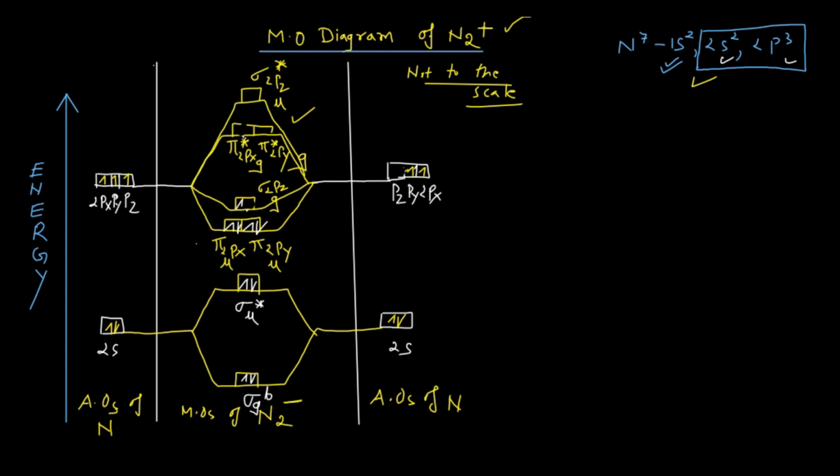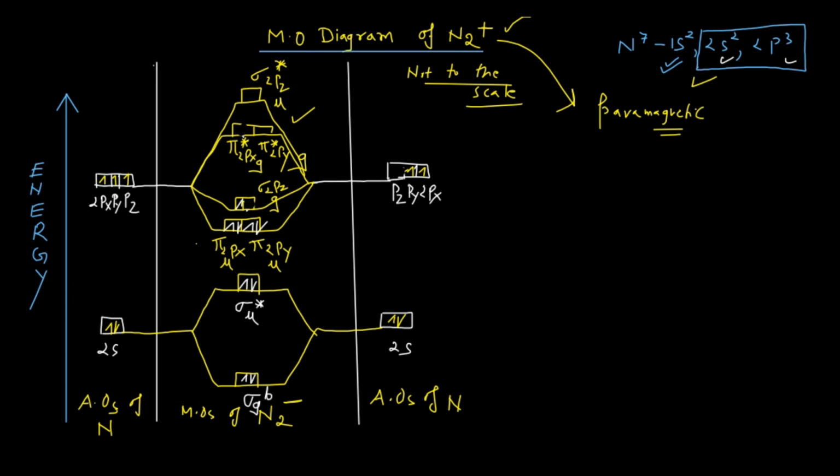So again, you can see here 1 unpaired electron is there. That means N2 positive as well is paramagnetic in nature, because 1 unpaired electron is there. It is paramagnetic in nature.